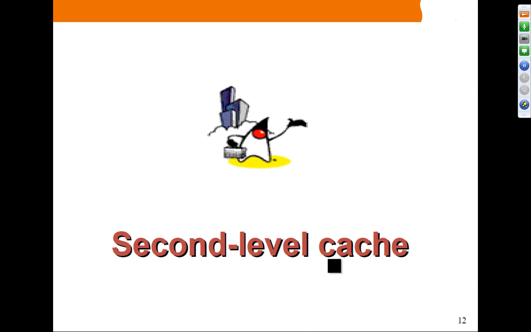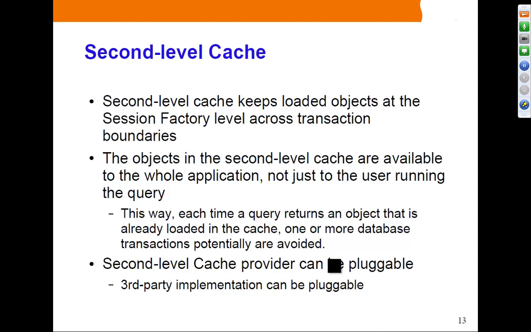So that is the first level cache that is always enabled. Now let's move on to the second level cache. The second level cache keeps loaded objects at the session factory level across transaction boundaries. So it is used by all the sessions created from the session factory. The objects in the second level cache are available to the whole application, not just to the user running the query. This way, each time a query returns an object that is already loaded in the cache, one or more database transactions can potentially be avoided.